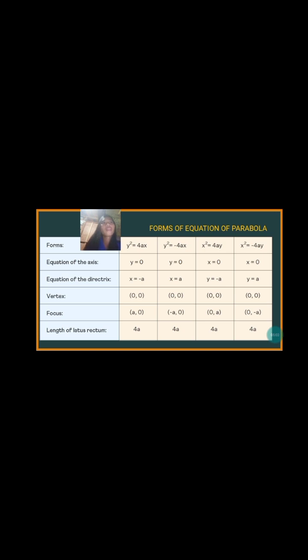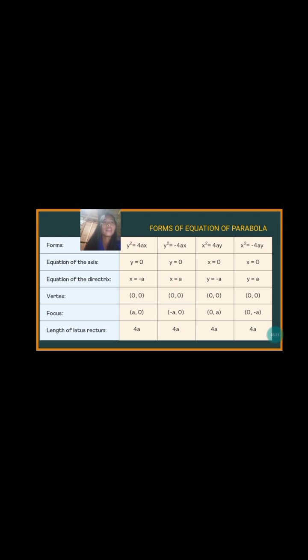Then we also have the next form, x squared is equal to 4ay, where the equation of the axis is x is equal to 0. Then the equation of the directrix is y is equal to negative a. The vertex is (0, 0) also. Then the focus is (0, a). Then the latus rectum is 4a.